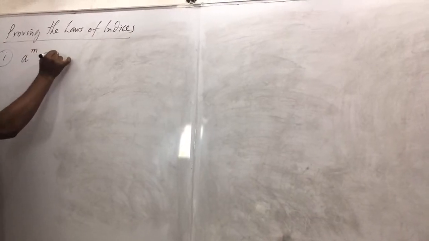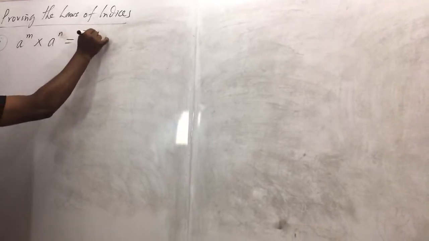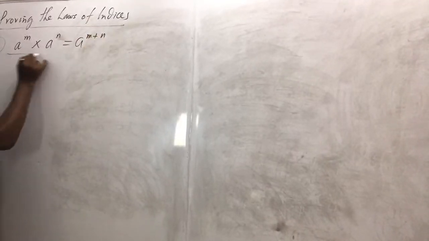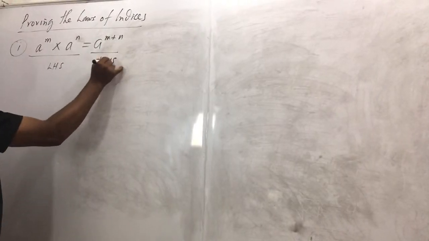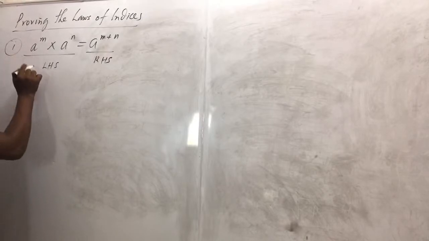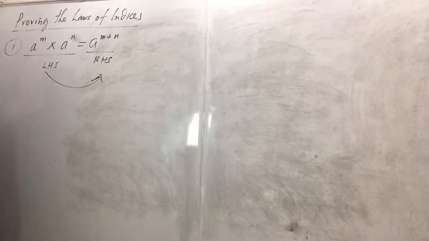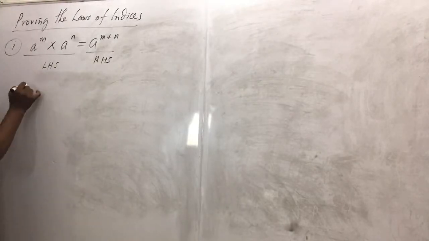The first law is a raised to power m times a raised to power n equals a raised to power m plus n. Note that this is the left hand side and this is the right hand side. So I'm going to be using a one-sided proof. I'm going to be proving from this side, the left hand side, to the right hand side. So please take note. Now this is what I'm going to do.